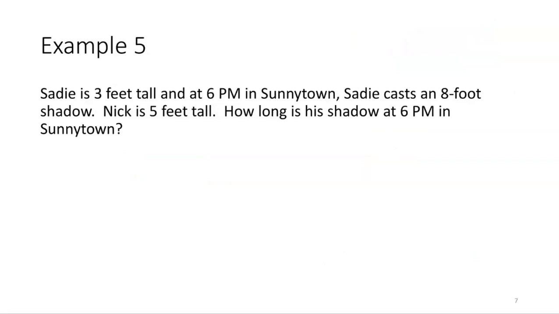Sadie is 3 feet tall, and at 6 p.m. in Sunnytown, Sadie casts an 8-foot shadow. So basically what it tells me is that a 3-foot-tall person casts an 8-foot shadow. That gives us one triangle. Nick is 5 feet tall. So how long is Nick's shadow at 6 p.m.? That's my x.